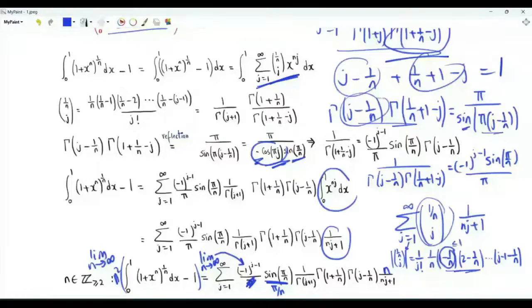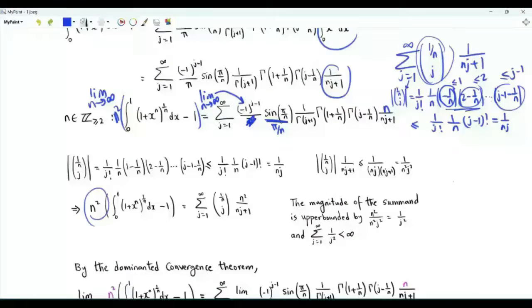This bracket is upper bounded by 1. This bracket is upper bounded by 2. This bracket is upper bounded by g minus 1. On this magnitude, we have the upper bound 1 over g factorial, times 1 over n, times g minus 1 factorial. That's 1 over ng. The upper bound after multiplying by n squared is 1 over g, times 1 over ng plus 1, times n. This can be further upper bounded by 1 over g, times 1 over ng, times n. That's 1 over g squared.